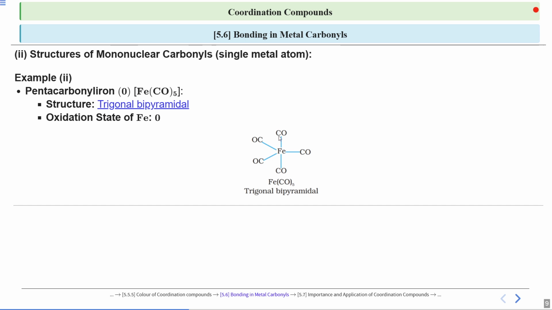Central metal is iron, with 0 oxidation state on it. Ligands are carbonyl only. This is an example of a homoleptic carbonyl.